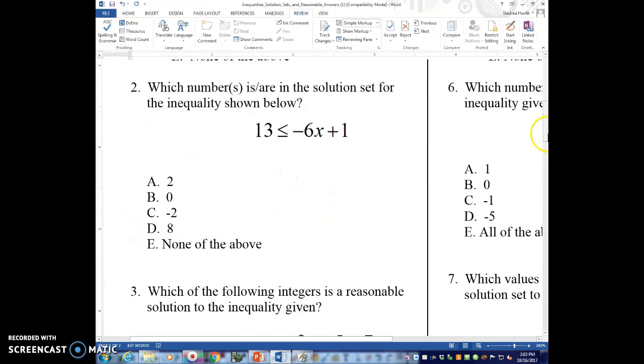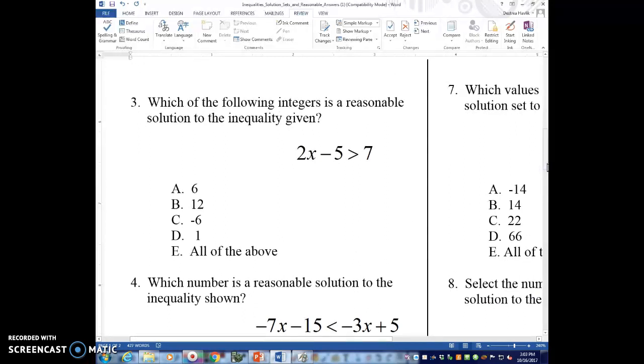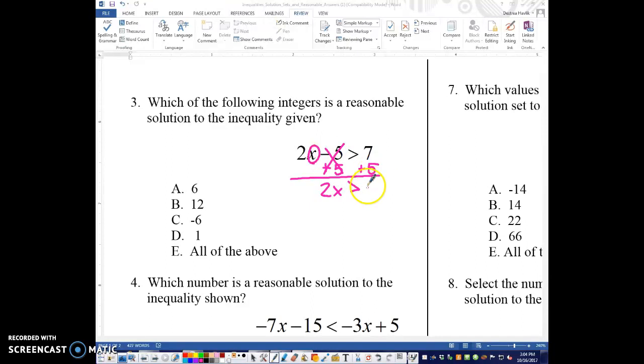Let's do the next one. Number 3. Which of the following integers is a reasonable solution to the inequality given? Okay, so remember we want to get x by itself. What's our first step? Add the 5. That cancels, so we have 2x is greater than, what's 7 plus 5? 12. Very good.